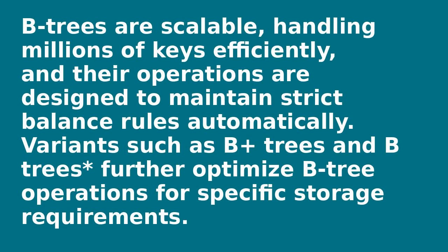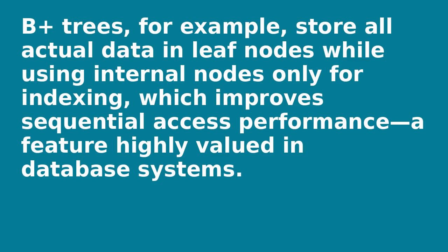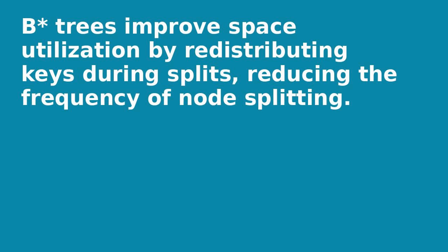Variants such as B+ trees and B* trees further optimize B-tree operations for specific storage requirements. B+ trees, for example, store all actual data in leaf nodes while using internal nodes only for indexing, which improves sequential access performance, a feature highly valued in database systems. B* trees improve space utilization by redistributing keys during splits, reducing the frequency of node splitting.